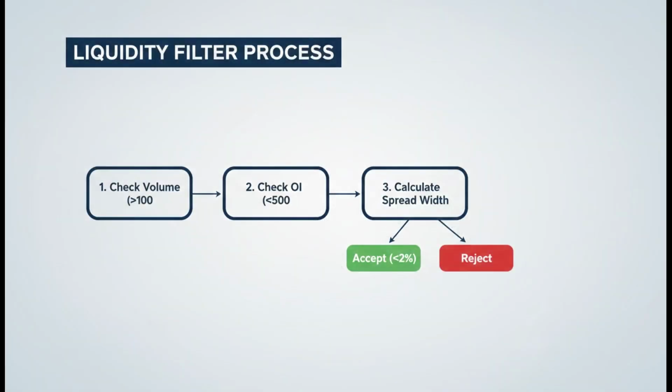To identify liquid options, you must look for specific thresholds before analyzing a chart. Generally, look for open interest in the thousands and volume in the hundreds for the specific strike you are targeting. Furthermore, the bid-ask spread should ideally be less than 1% to 2% of the option's price. If you see a spread that is 10% or 20% of the price, avoid that strike regardless of the setup.